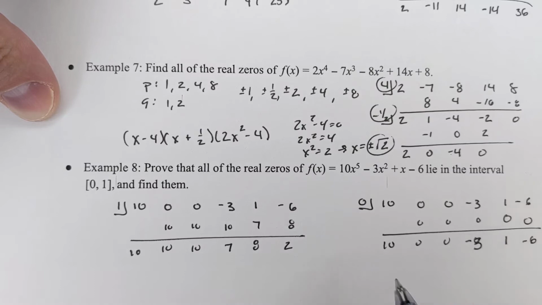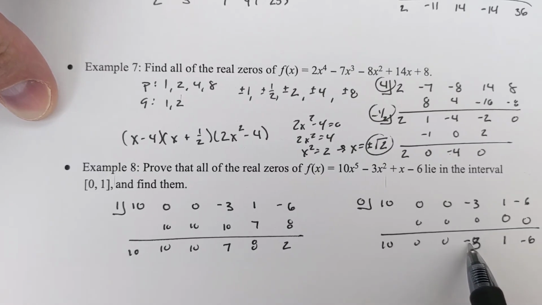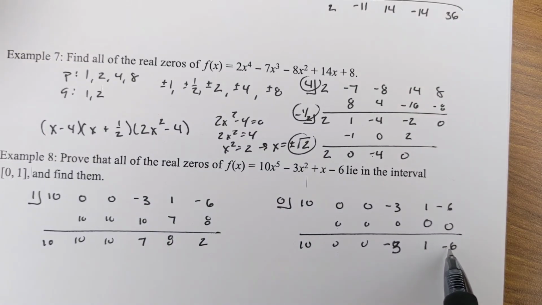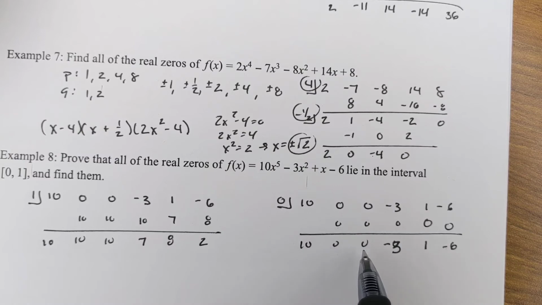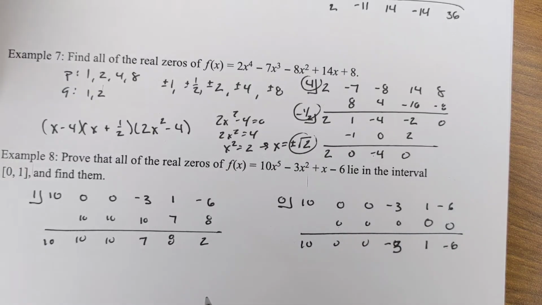So alternating, not negative, not positive. Not negative, not positive. Not negative, not positive. So the pattern works. That's the least. So all our solutions are between 0 and 1.